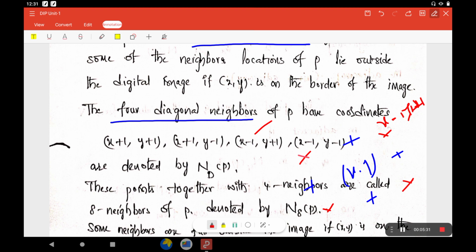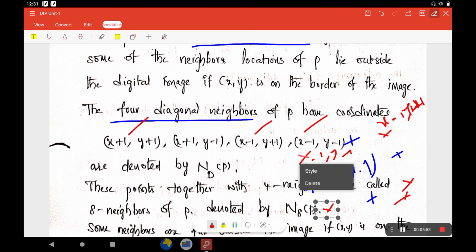This one is the same row, but the column is decremented. Therefore x minus 1 comma y minus 1. This is also row incremented, therefore x plus 1, and the column is also incremented in this direction. Therefore x plus 1 comma y plus 1.